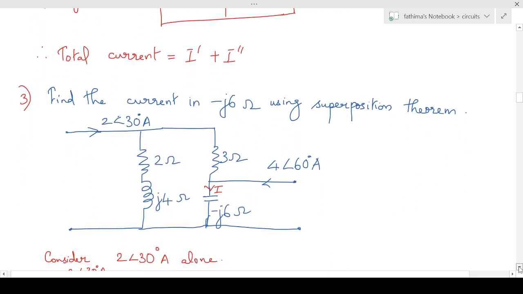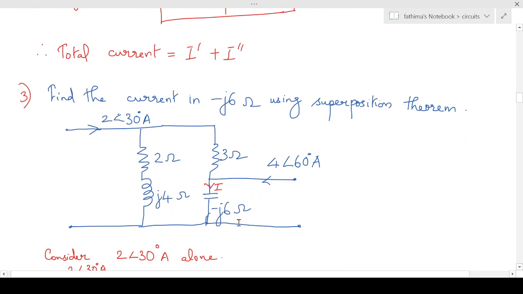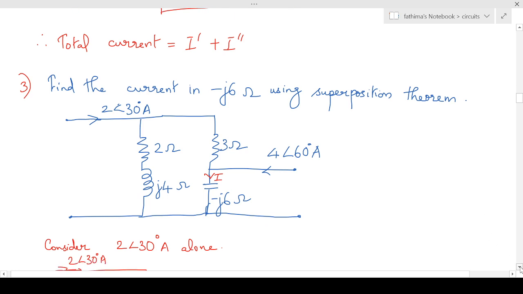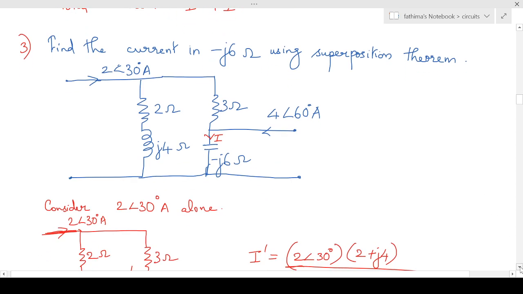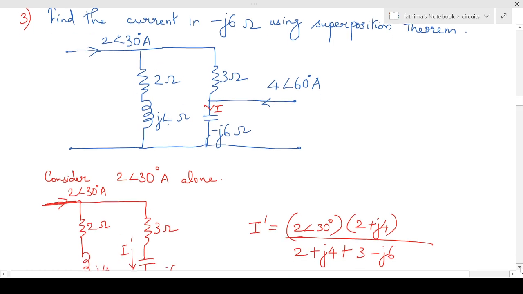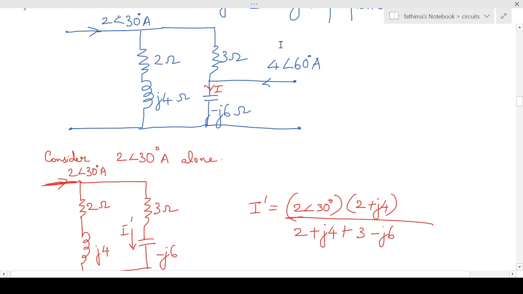You are asked to find the current flowing through this j6 ohm. There are two current sources over here: one is 2 angle 30 degrees and another one is 4 angle 60 degrees. First we'll consider only one source at a time, that is, only the 2 angle 30 degree current source. So we'll set this source equal to 0; it is not active over here.